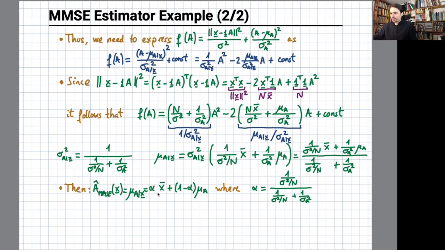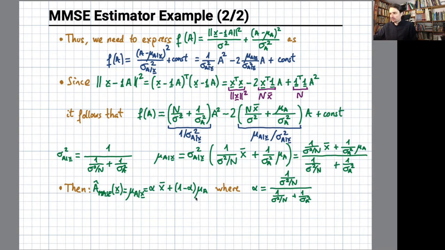So here is where the especially interesting part of the story comes. We see that the MMSE estimator is a weighted average of x bar, the sample mean, and mu a, the mean of the prior distribution. If we remember from the previous part of the course, x bar is the MVU estimator of A, right? It's also the BLUE estimator of A, it's also the least squares estimator, and it is also the maximum likelihood estimator of A, right? So this says that this is a pretty good estimator of the DC level when we don't have any prior information about it, okay?